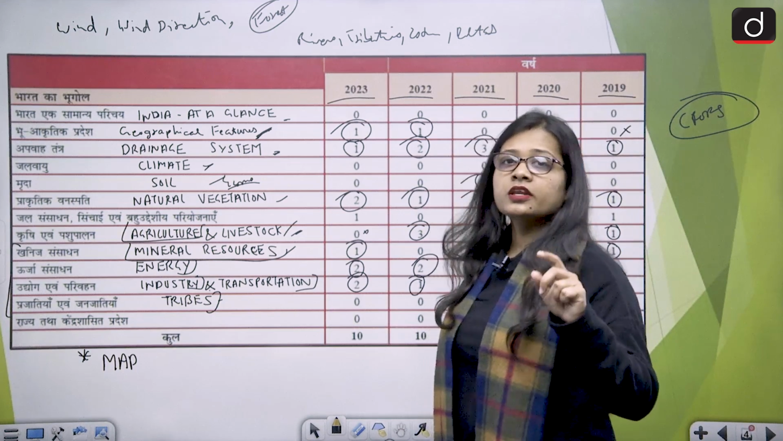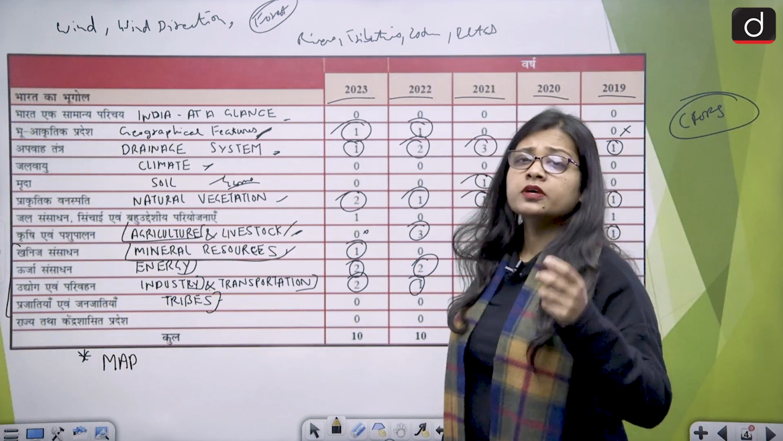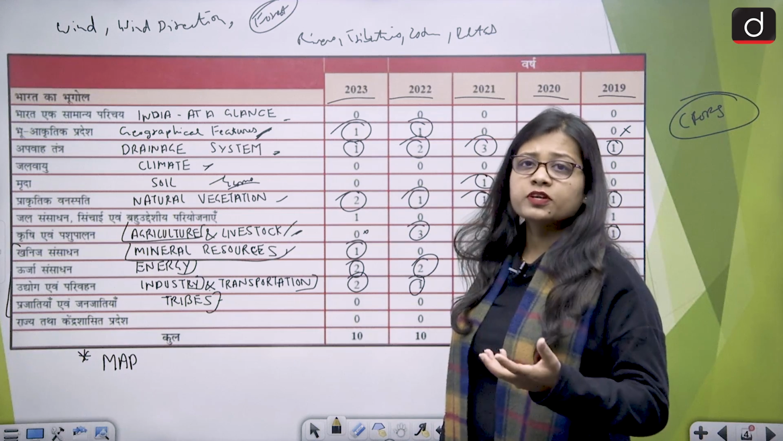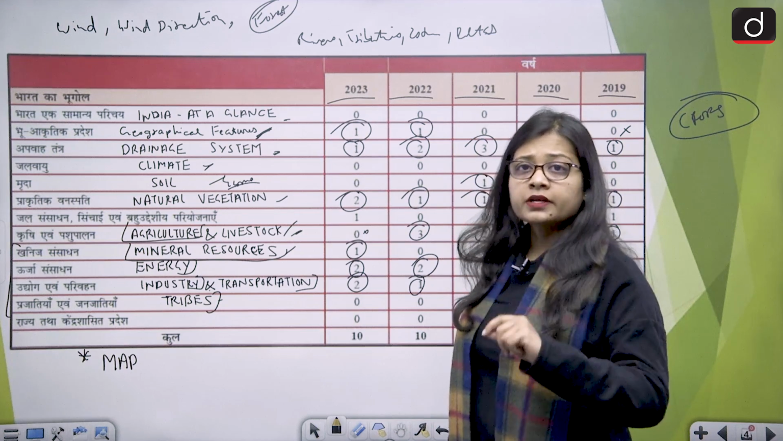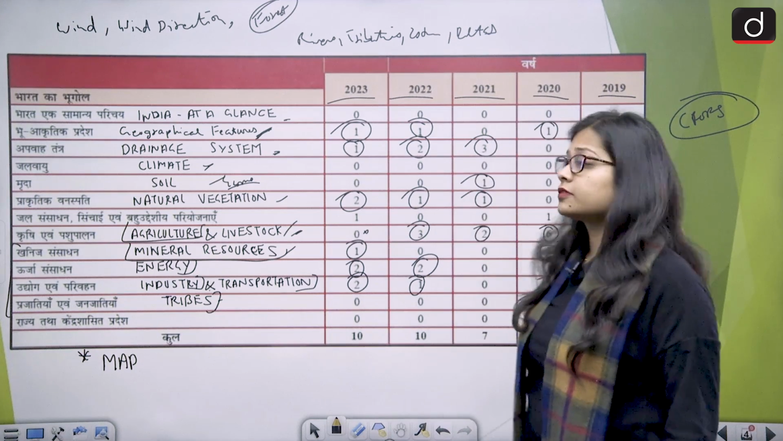Earlier we saw, in the last 10 years of papers, that the drainage system, the climatology, or the physiographic aspects were very prominent, but now human geography is increasing in relevance.